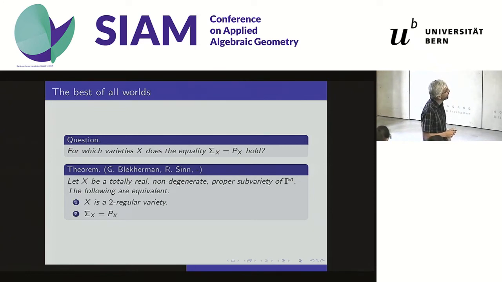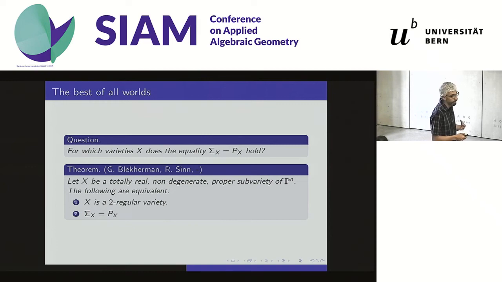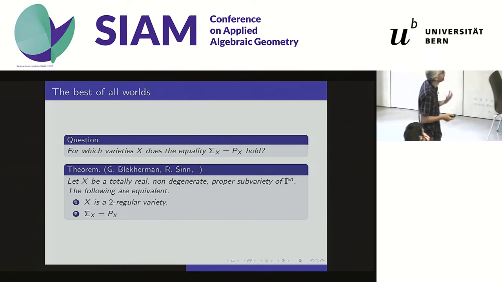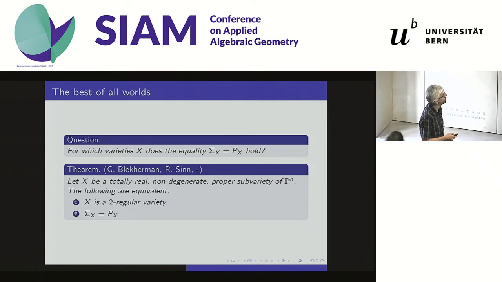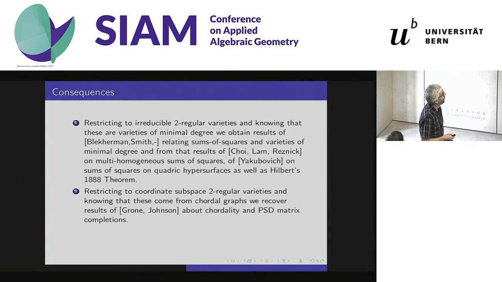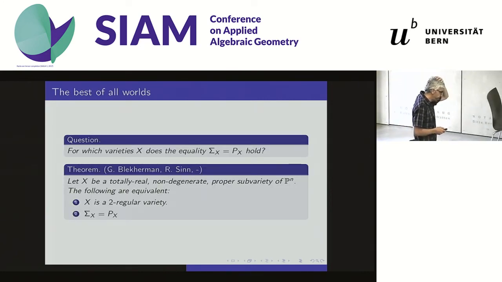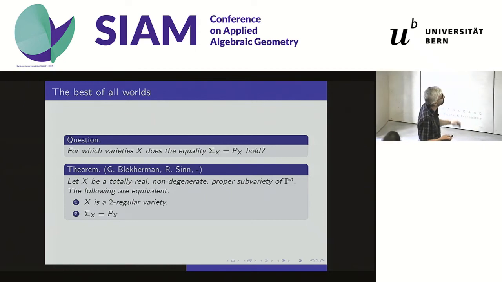Let X be a totally real, non-degenerate, proper subvariety of Pn. Then X is a 2-regular variety if and only if the equality Sigma_X equals P_X holds. So in a sense, 2-regular varieties are these best of all worlds, these ideal worlds in which you can do quadratic optimization via semidefinite programming in an exact manner. Now, what to do about this theorem? In the time that we have, let me just briefly mention some consequences.